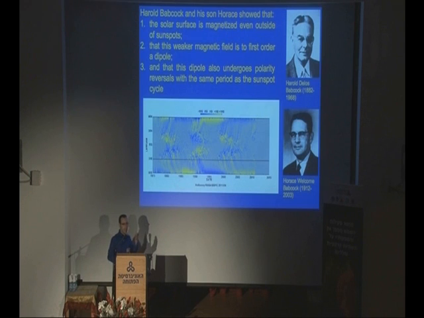And they stated that there is a low-order dipolar field of the sun that also reverses every 11 years. So it's not only the spots, but it's also a weak dipole background field in the sun.